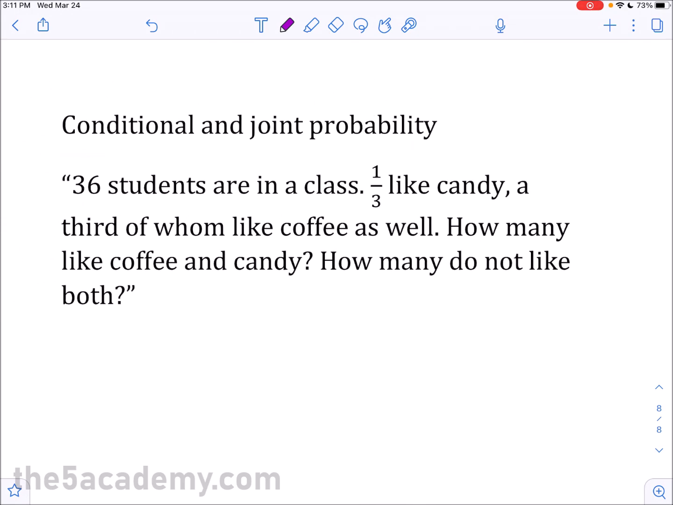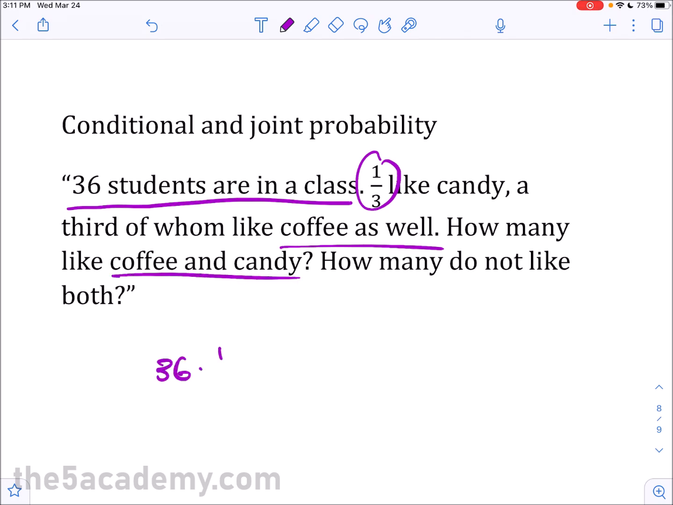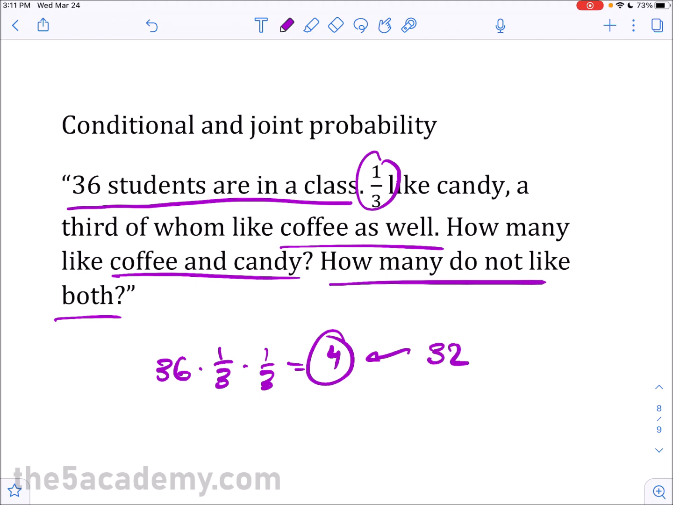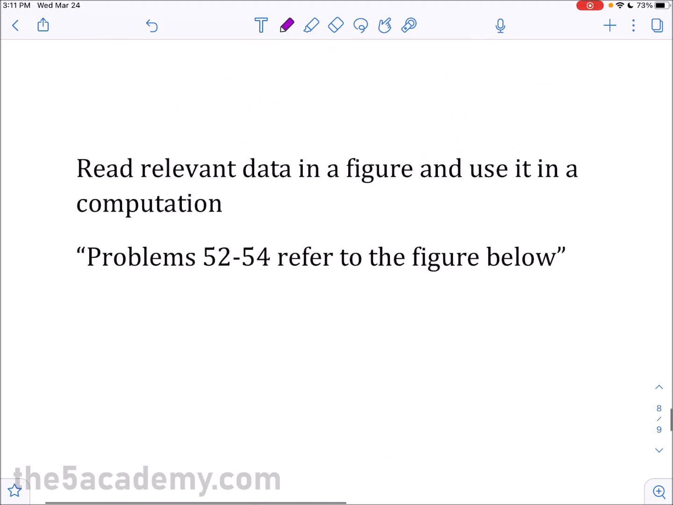Conditional and joint probability. So what is joint probability? This is an example. 36 students are in a class. 1/3 of them like candy, and a third of that 1/3 like coffee as well. So how many people like coffee and candy? Well, it would just be 36 times 1/3 times 1/3. That should be 4. How many students do not like both? So that would just be the students that are not these 4, which would be 32. Questions like that you should be able to answer just using basic probability.